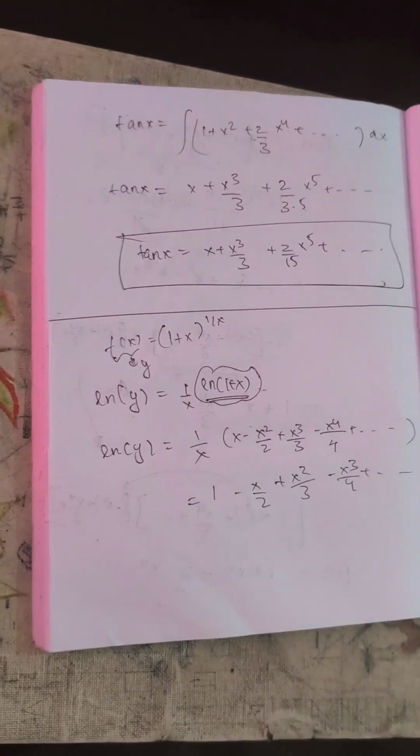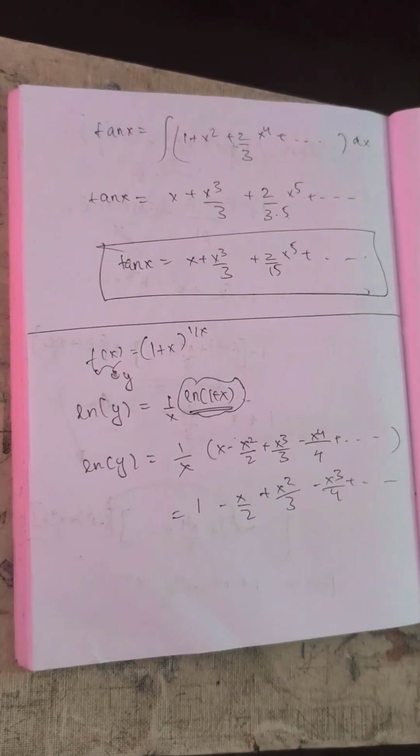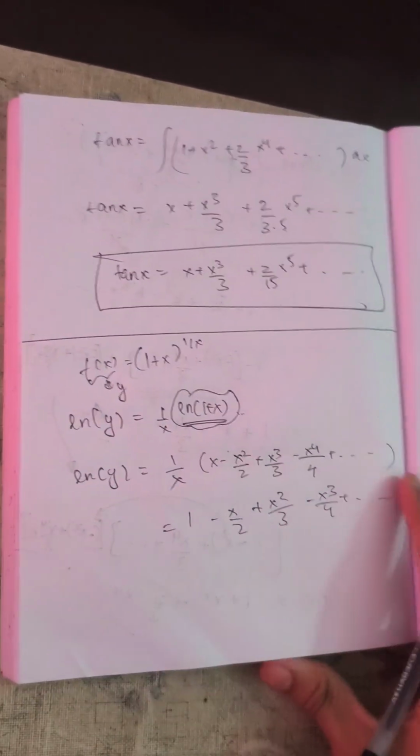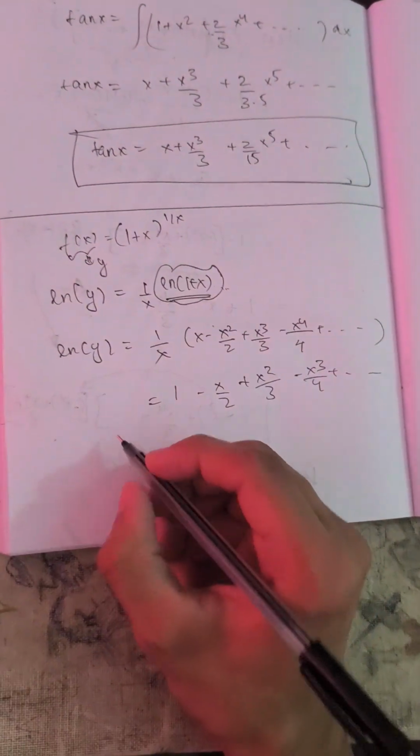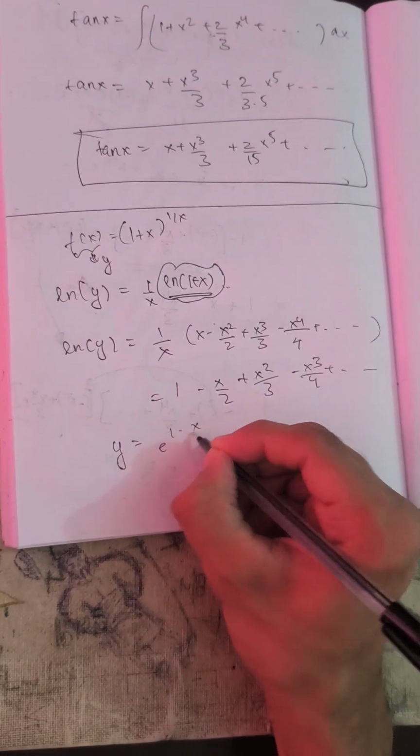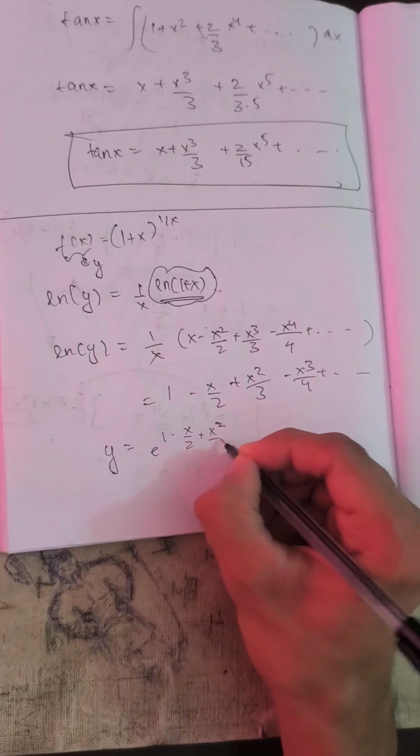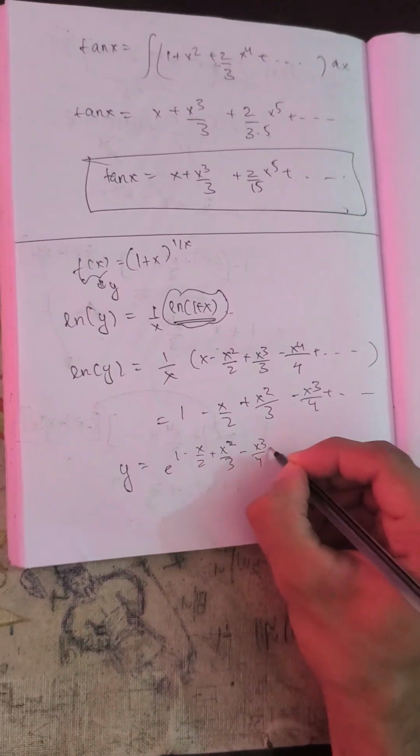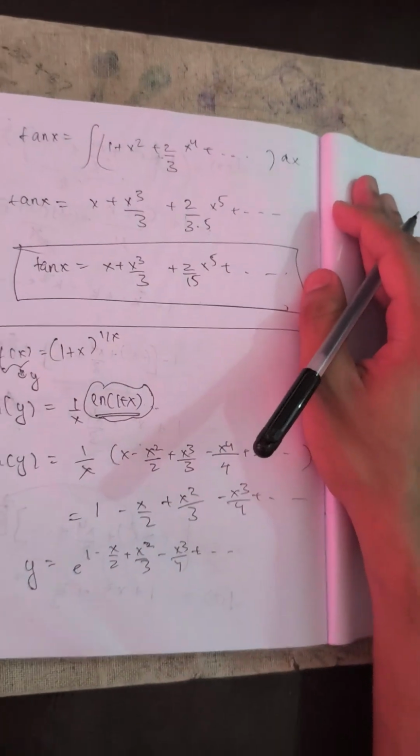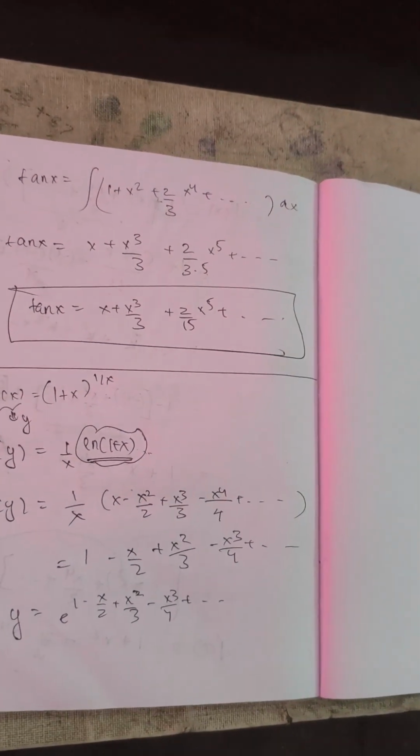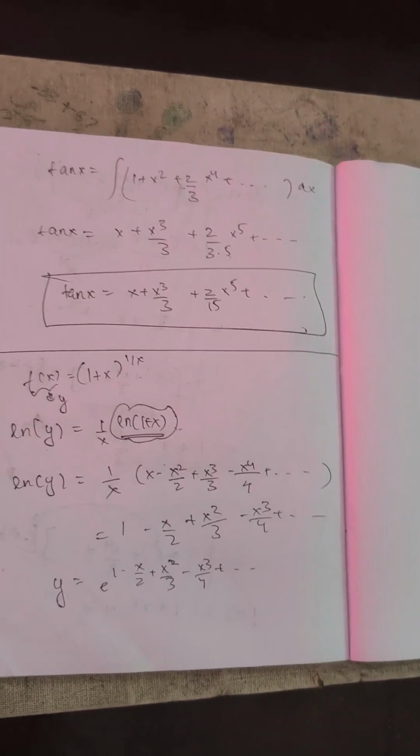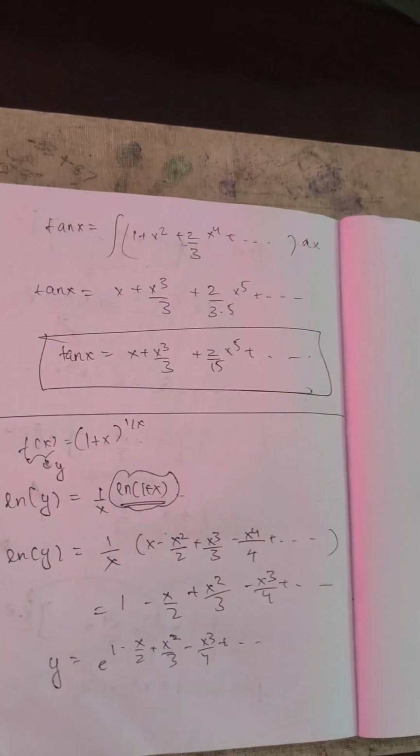So to get back y, all we need to do is to raise it to the power of e. So bear with me here. What I'll be doing is, all right, y is equal to e raised to 1 minus x by 2 plus x squared by 3 minus x cubed by 4, so on and so forth. Now, I'll be doing some little tweaks here so that we get the form that we generally need when we're dealing with limits problems.